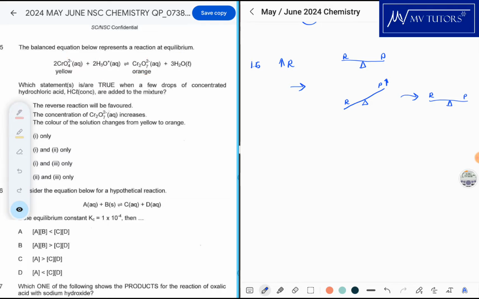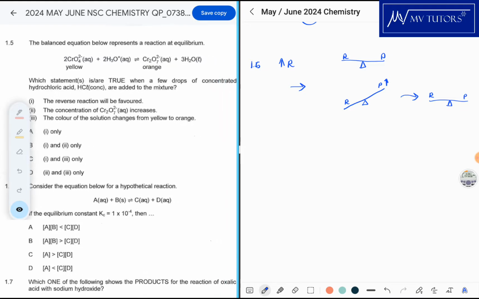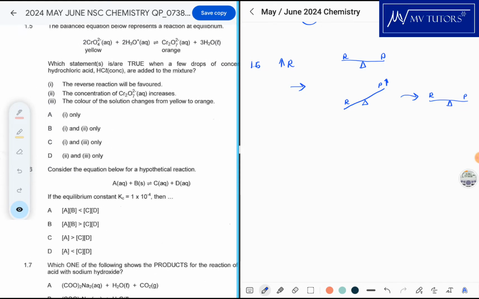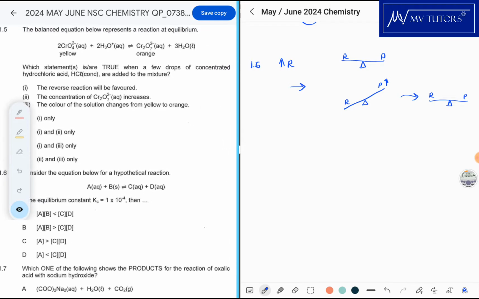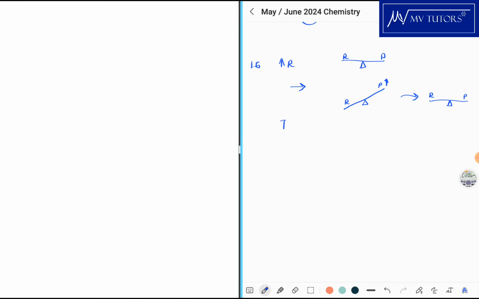So the reverse reaction will be favored. No, we said it's going to be the forward reaction. The concentration of dichromate increases. Yes, so number 2 is true. The color of the solution changes from yellow to orange. Yes, it does. So we're looking at option 2 and option 3, and that is D ultimately. So there we go. D is our answer.